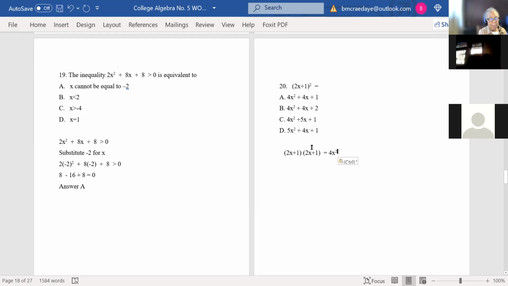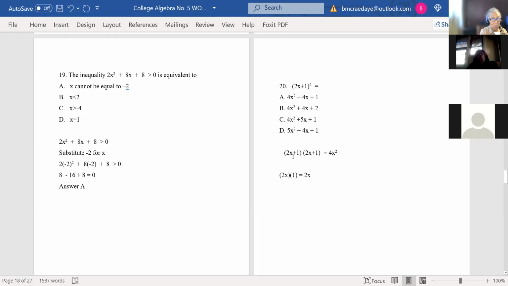And what's 2x times 1? 2. 2 what? No, 2x times 1. Let me put it here. 2x times 1. 2x. 2x, that's right. That's equal to 2x, okay?